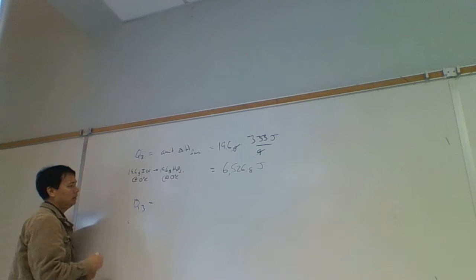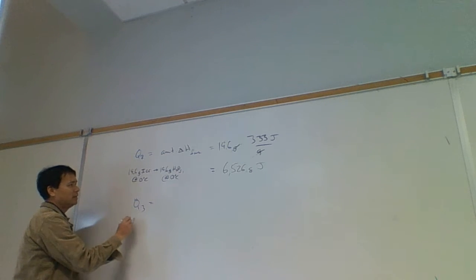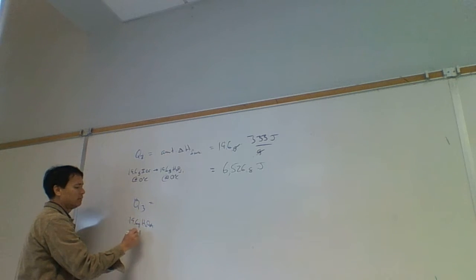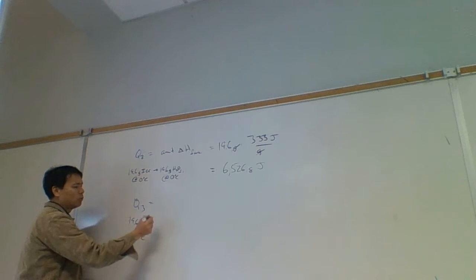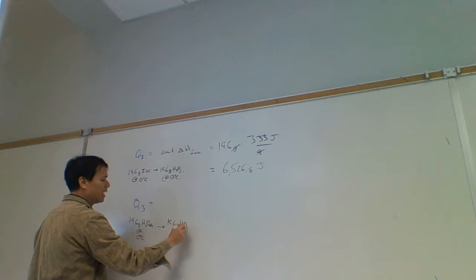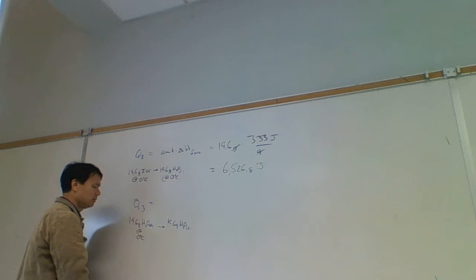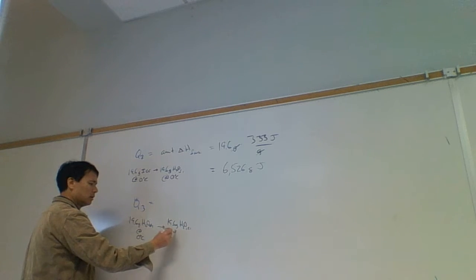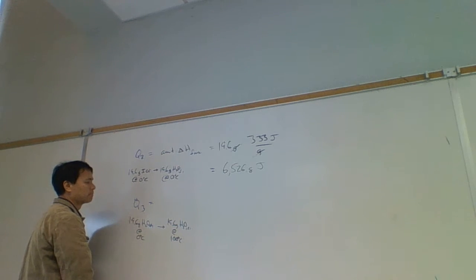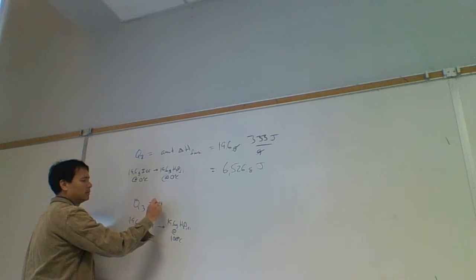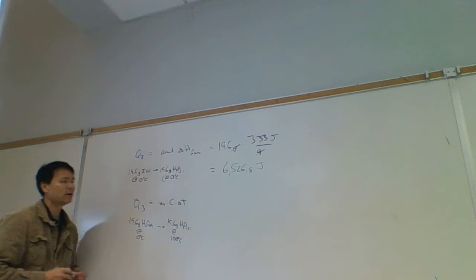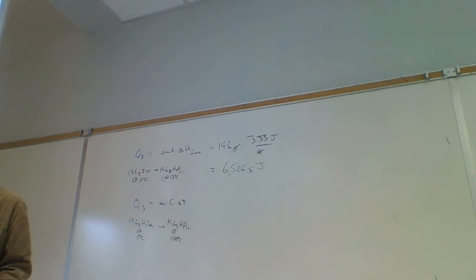And so Q3, we're going to have 19.6 grams of H2O liquid at 0 degrees C. And what we're going to do is warm that to 19.6 grams of H2O liquid at, what's the maximum temperature for H2O liquid? At 100 degrees C. And so the equation here is going to be the amount, which is going to be mass times C times delta T. And we have mC delta T for this.